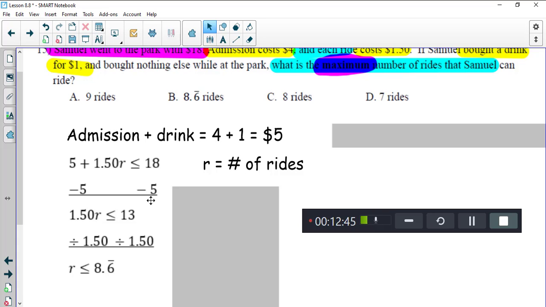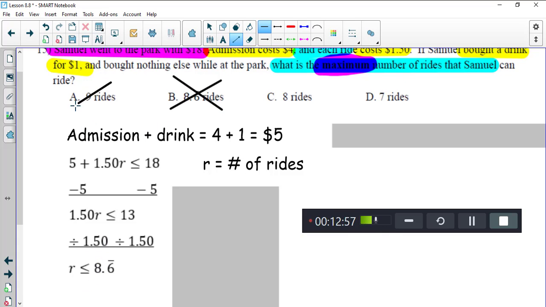But Samuel can't ride 8.6 repeating rides. That's 2/3 of a ride. So we can eliminate that choice because it doesn't make sense. We also can eliminate 9 because if it's less than or equal to 8.6 repeating rides, he can't ride 9 rides. So it asks for the maximum number of rides that he can ride. He can ride 7 rides or 8 rides, but if we're looking for the maximum, that's going to be 8 rides.